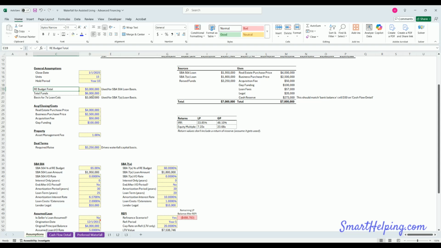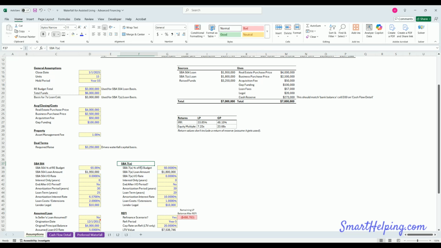So here we've got some calculations to figure out what we can borrow and what we're using money for. So the first number here, RE budget total, this is used for the SBA 504 loan basis, which is just for the real estate part. There's two loans. Well, I guess there's three types of loans. One is SBA 504, which is either going to be a new loan that you take out, or you're going to assume the loan that the seller has. So SBA 504 is for the real estate. SBA 7A is for the business portion, and usually the limits on these loans are going to be somewhere around 5 million each in general.